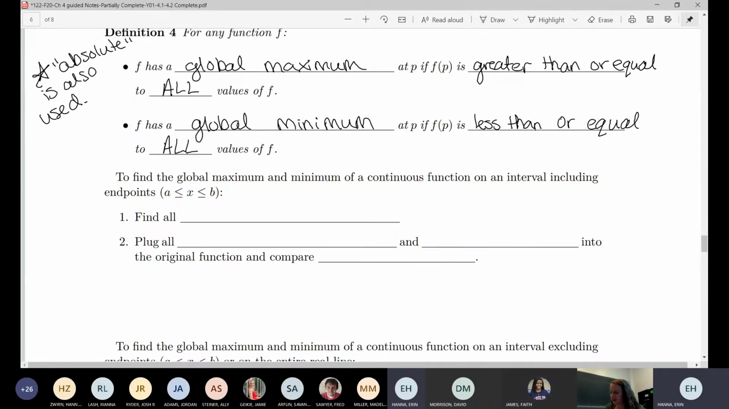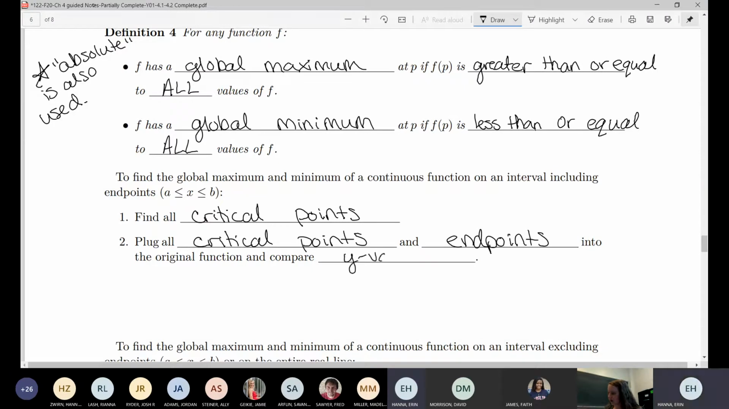So the first thing you're going to do is find the critical points. So it starts off very similar to what we were already looking at. We start off the same way as with local. What we're going to do then is plug all the critical points and the endpoints into the original function. And you're going to compare y values.